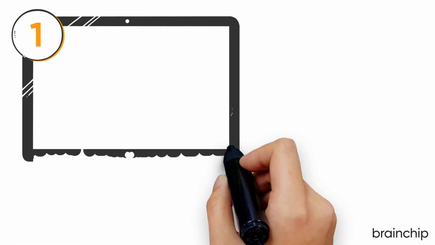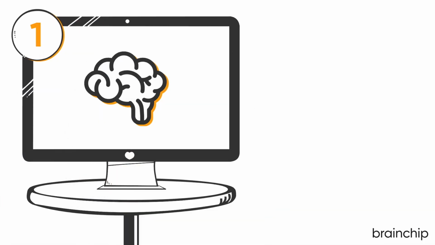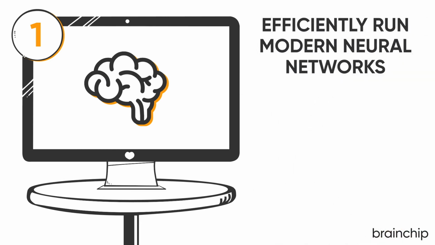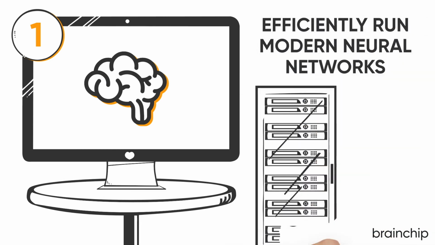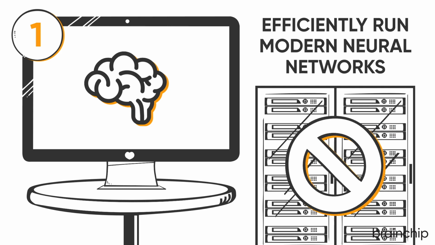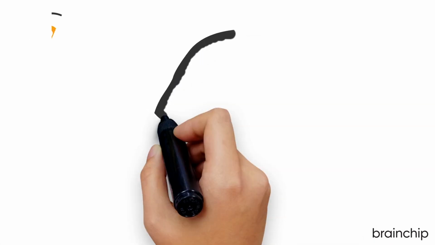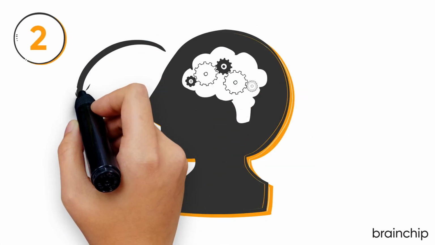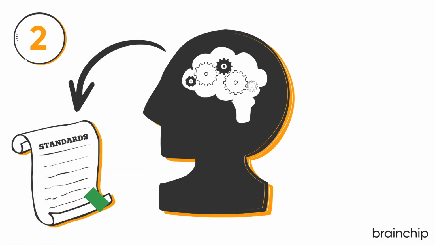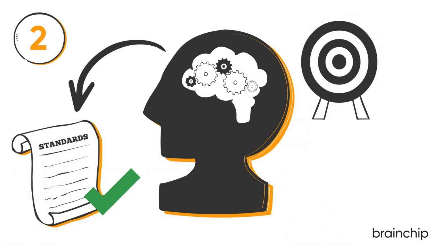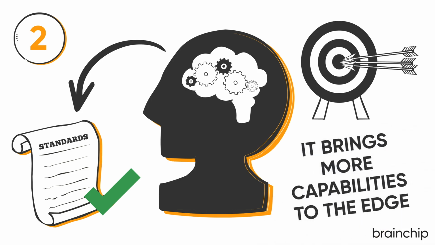First and foremost, by designing cutting-edge neural computing architectures that efficiently run modern neural networks and learn on edge devices with little to no connection to the cloud. Second, by developing high-performance, highly accurate neural network models that are compliant with today's standards, but imagine this substantially more efficient, bringing more capabilities to the edge than there ever were before.